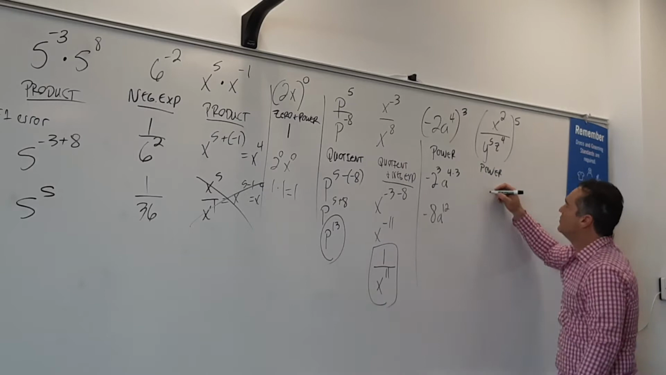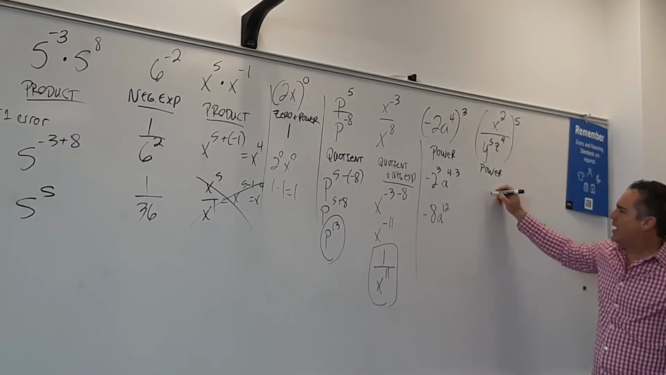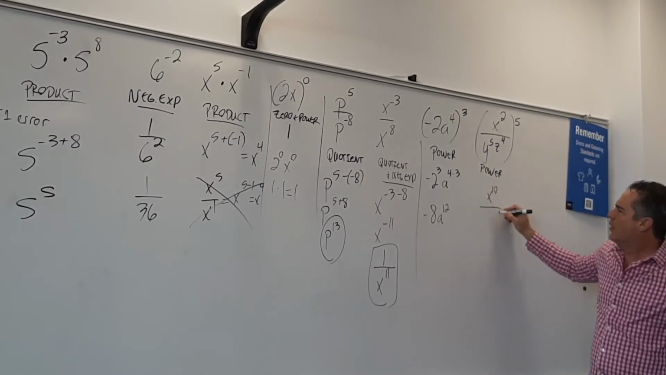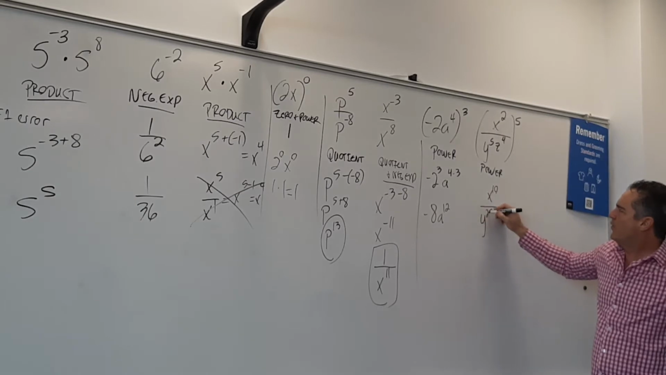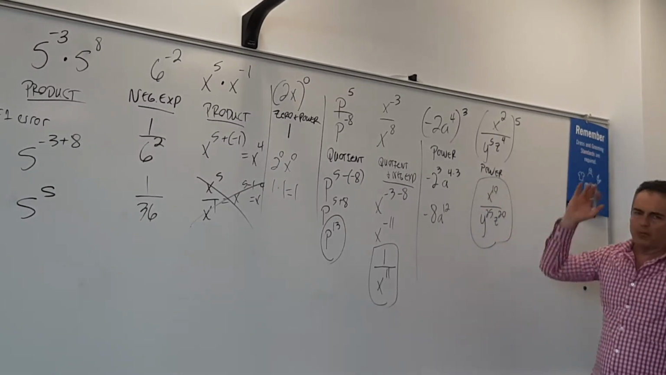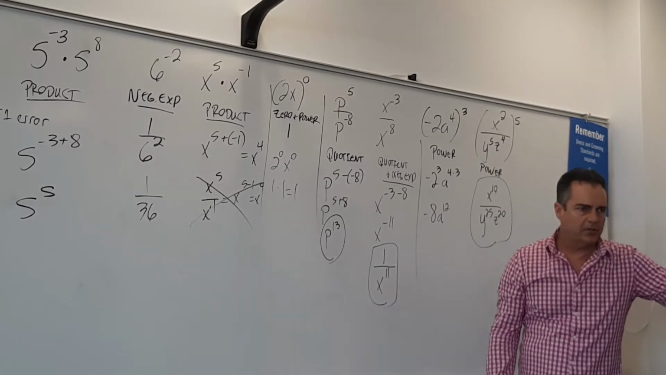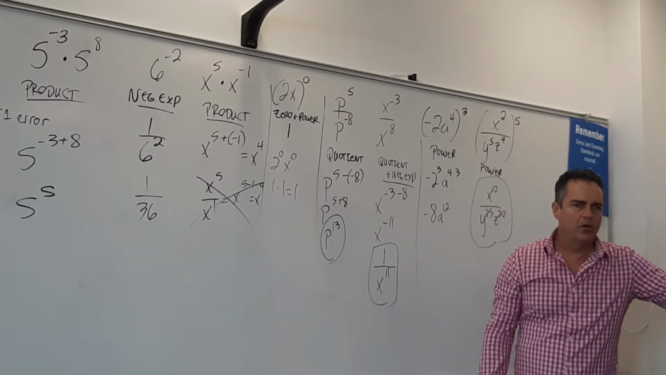Everything in the parentheses receives the power. Tell me the answer to this one. You guys tell me. X to the 10th, Y to the 25th, Z to the 20th. That's the answer. Done. Everything in the parentheses receives the fifth power through multiplication. Who got it right? Say woo. Woo. Woo-ho.